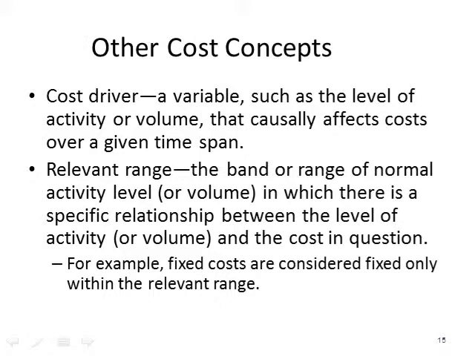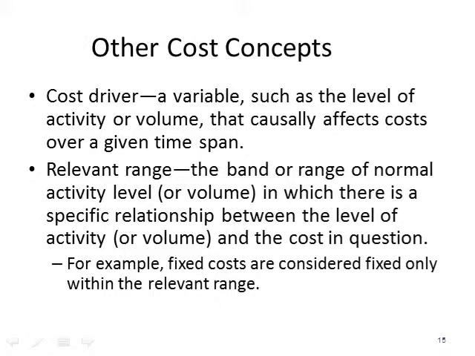The relevant range is the band or range of normal activity level or volume in which there is a specific relationship to the level of activity or volume and the cost in question. So think about a manufacturing facility. I might rent a manufacturing facility that allows me to produce between 0 and 1 million units per month, but if I produce more than 1 million units, I don't have capacity, and so I have to go out and rent another manufacturing facility in order to produce more than 1 million. So my relevant range is between 0 and 1 million units for the rent involved in that manufacturing facility.